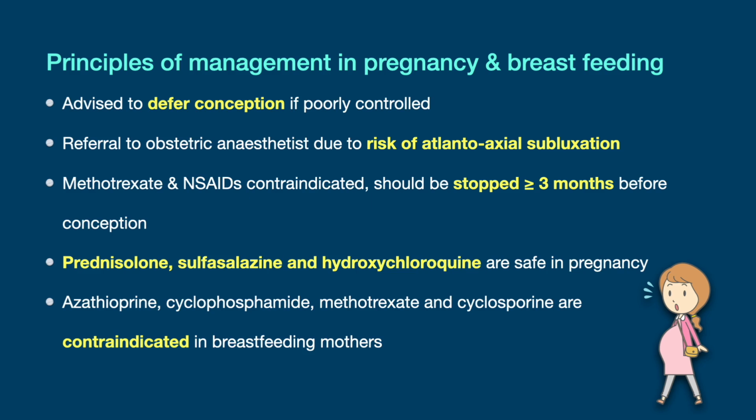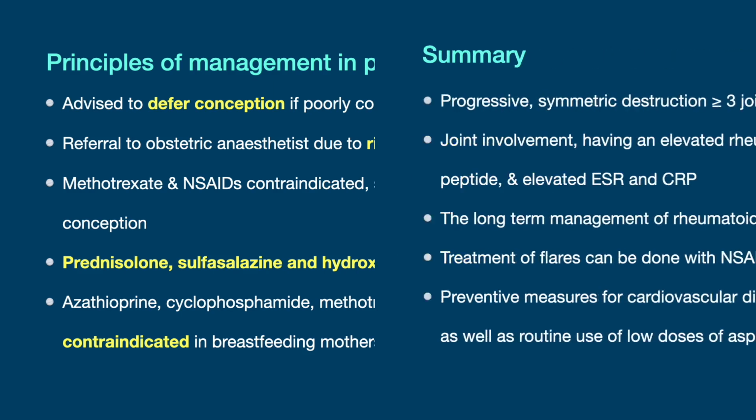Methotrexate is teratogenic and carries a risk of abortion, so it is absolutely contraindicated. Methotrexate should be stopped at least 3 months before conception. NSAIDs may be used until 32 weeks, after which they should be stopped due to the risk of early closure of ductus arteriosus. Prednisolone, sulfasalazine, and hydroxychloroquine are safe in pregnancy. Azathioprine, cyclophosphamide, methotrexate, and cyclosporine are contraindicated in breastfeeding mothers.